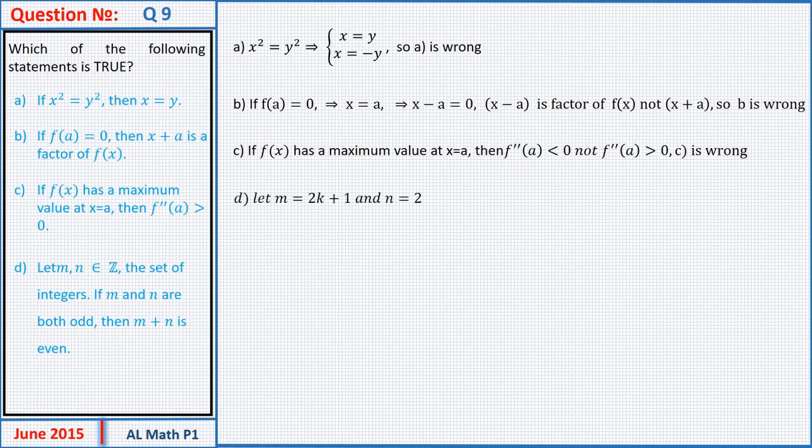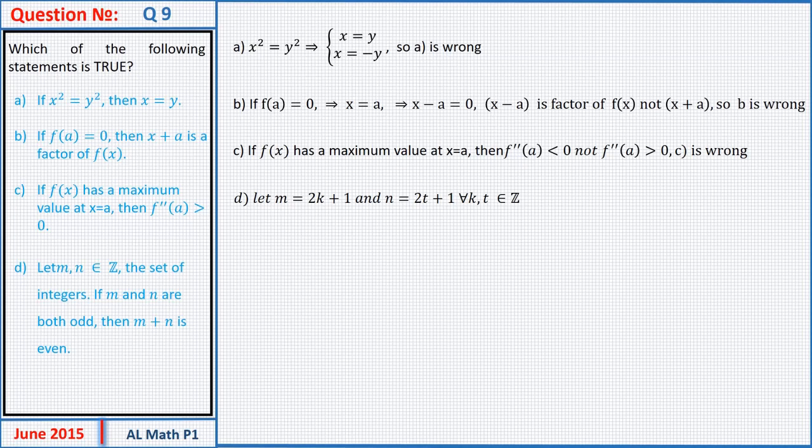We'll go to D. D says that if we add two odd numbers, we're going to have an even number. Now in maths, we know an odd number is represented as maybe 2k plus 1, where k is an element in the set of integers.